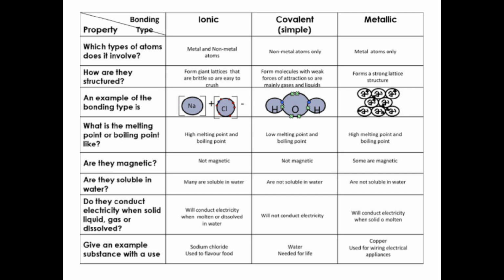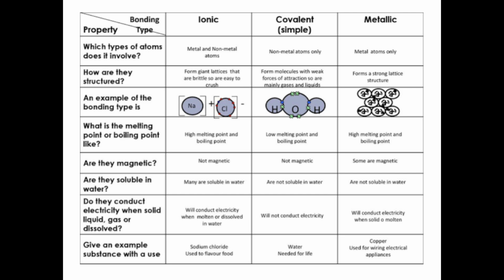An example of ionic bonding is the bonding between Na and Cl. For simple covalent bond, that's the bonding between water molecules, and for metallic, bonding between atoms of metals like sodium, aluminum, etc. Ionic bonds usually have high melting and boiling points. Simple covalent has low melting and boiling points. The metallic also have high melting and boiling points. Ionic compounds are non-magnetic. Covalent are also non-magnetic, but metallic compounds are usually magnetic, at least some of them.